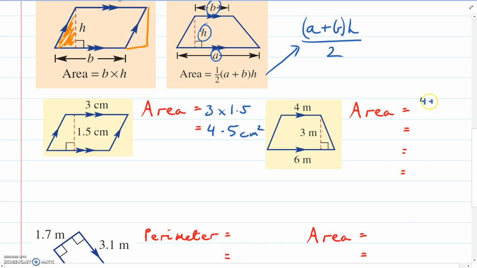And the area for this one, a little bit more complicated. So 4 plus 6 times 3 over 2. So that's 10 times 3 over 2, which is 30 over 2, which is 15 meters squared.